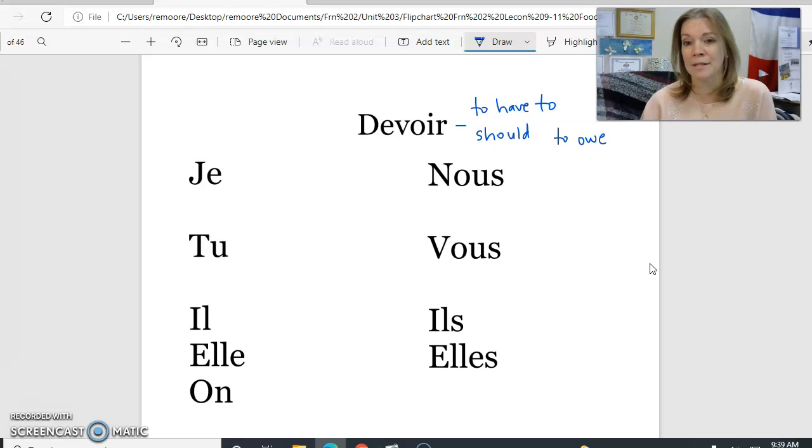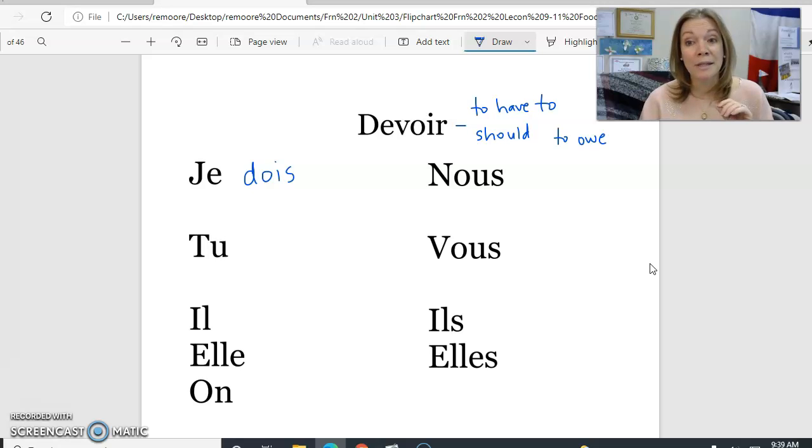Now, I said that this first part's going to look a little different. It doesn't have a D-E-U like V and P. This one is je dois. Remember, the O-I is pronounced ois en français. So je dois means I have to, or I should, or I owe someone money.